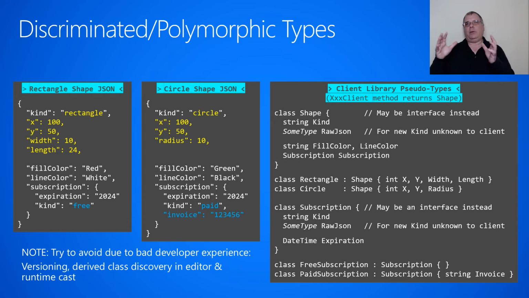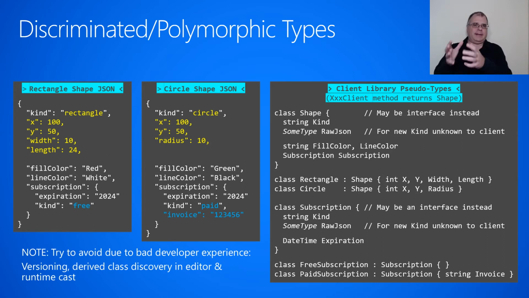Now let's look at how we would model those in an SDK for a given programming language. On the far right here, this is what client library pseudo-types look like. I call them pseudo-types because I don't want to pick a specific programming language.